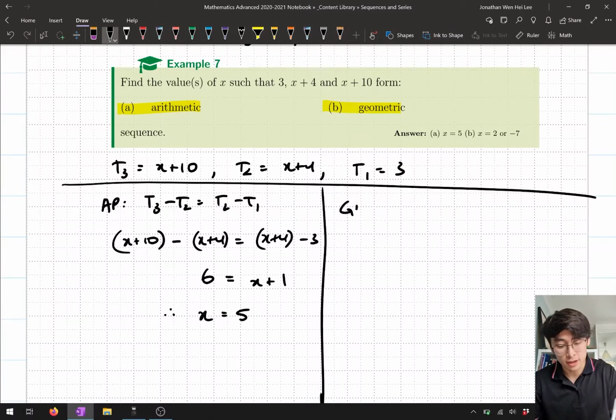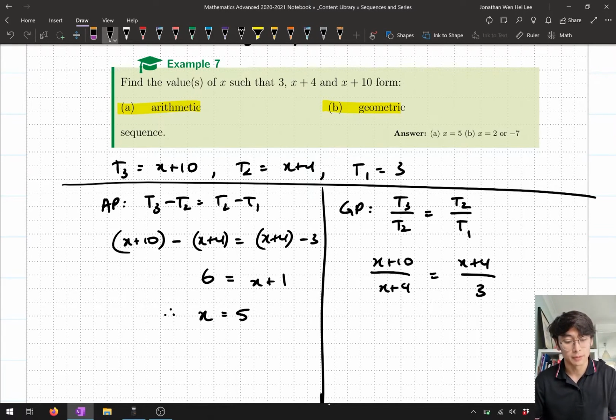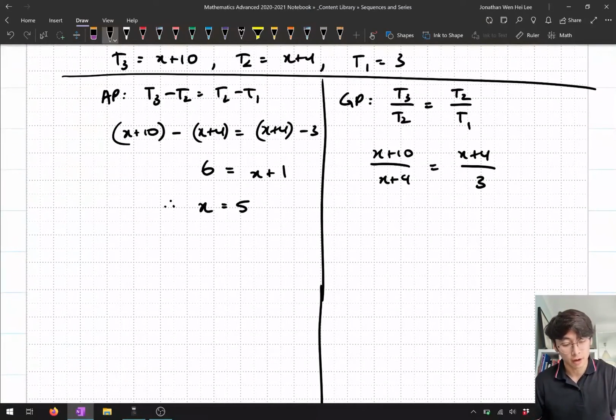However, for a geometric progression or geometric sequence, we need t3 over t2 is equal to t2 over t1. So that's where the differences are for our geometric progression. Here we can just sub in our values. So x plus 10 over x plus 4 is equal to x plus 4 over 3. And when we're solving this, we can just cross multiply.